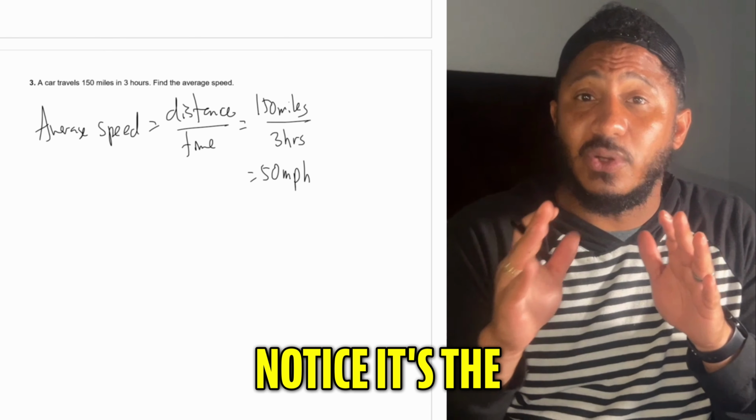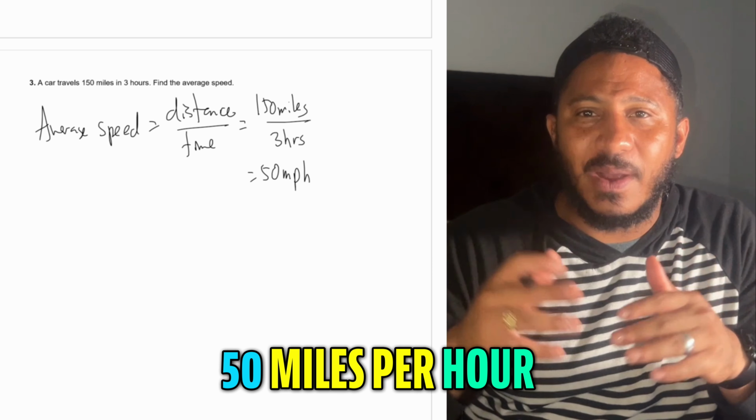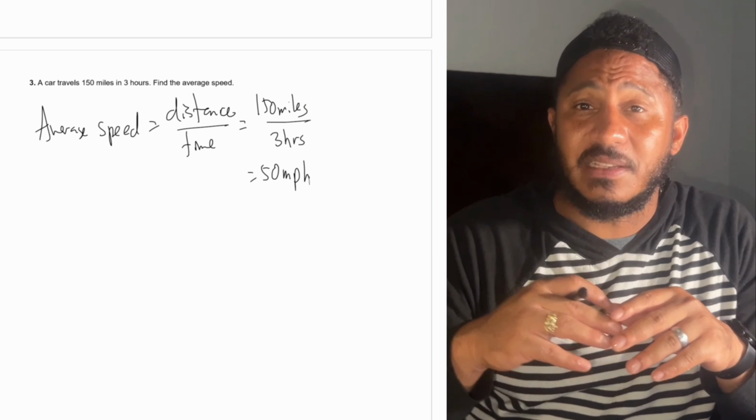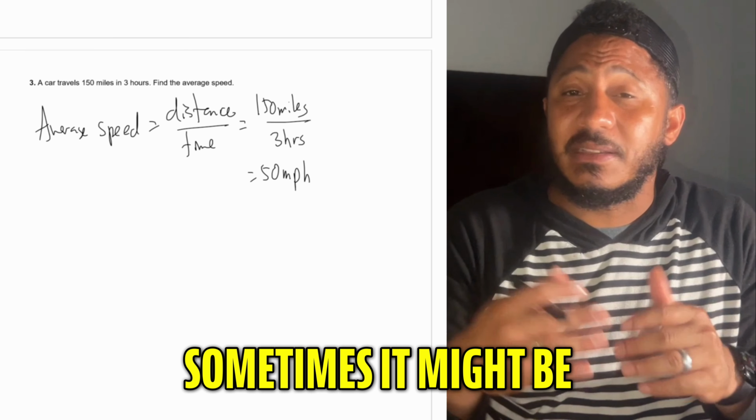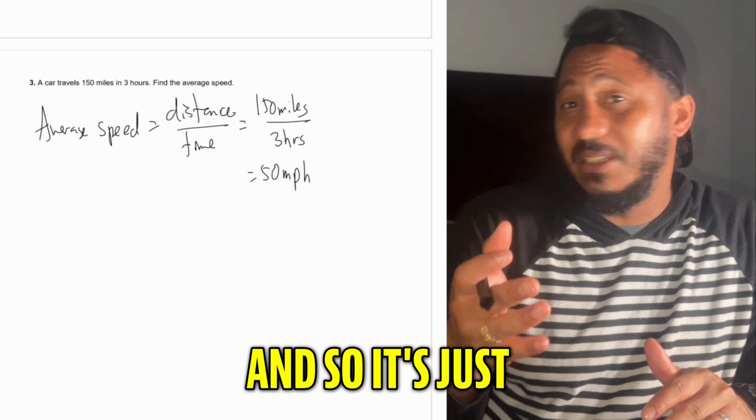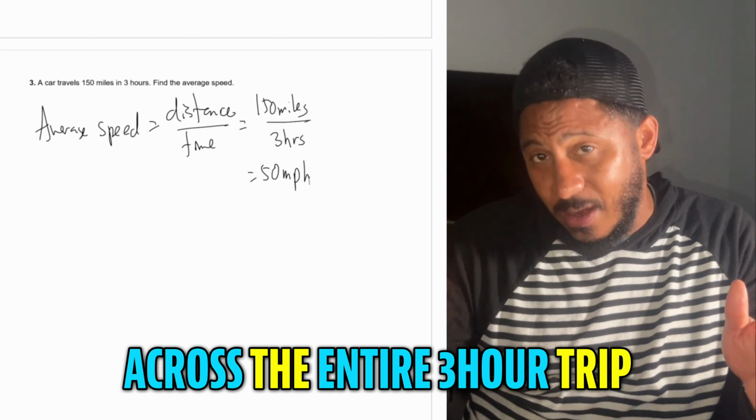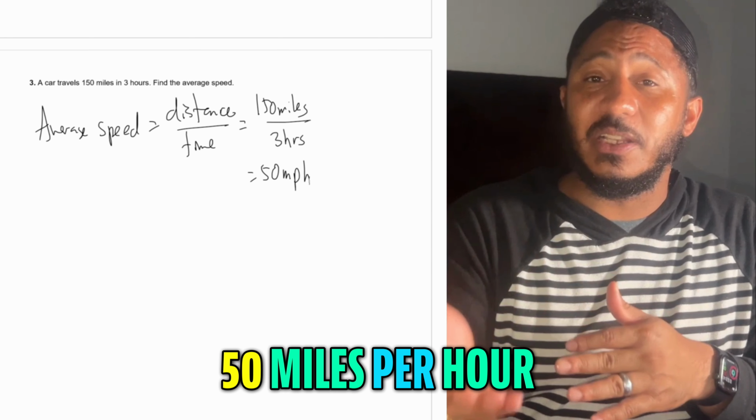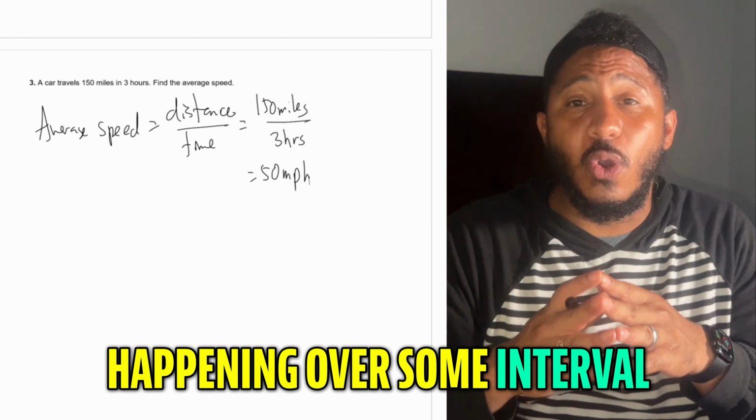Now again, let's be careful. Notice it's the average speed, right? That doesn't mean the car is going exactly 50 miles per hour the entire time. Sometimes it may be going 45 miles per hour. Sometimes it may be going 60 miles per hour. Sometimes it might be at a stoplight, right? And so it's just stopped at 0 miles per hour. But overall, across the entire 3-hour trip, it's going on average 50 miles per hour. And again, that's what the average rate of change is, right? It tells us what's happening over some interval.